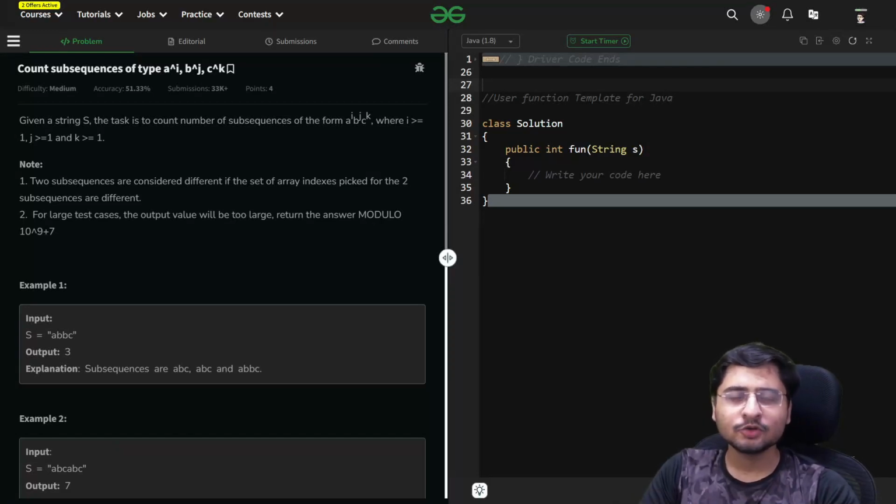In today's lecture, we're going to see another very classical problem of dynamic programming, which is called count subsequences of type a raised to the power i, b raised to the power j, and c raised to the power k. This is one of those problems which is very frequently asked in interviews, and it comes in a very famous category of dynamic programming questions.